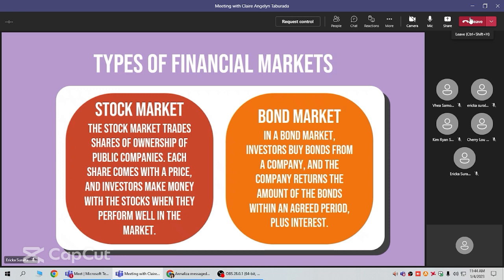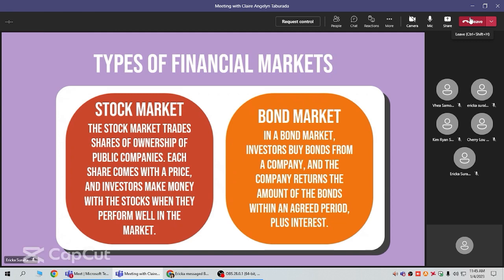So the next one is the bond market. The bond market offers opportunity for companies and the government to secure money to finance a project or investment. In the bond market, investors buy bonds from a company, and the company returns the amount of the bonds within an agreed period plus interest.